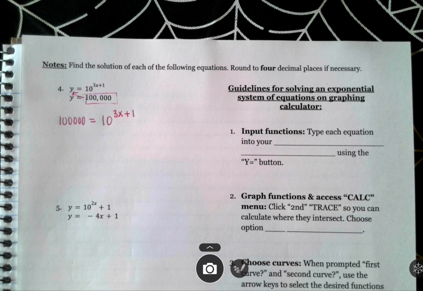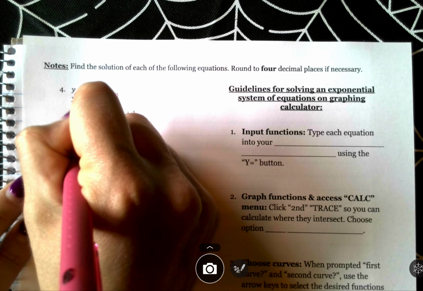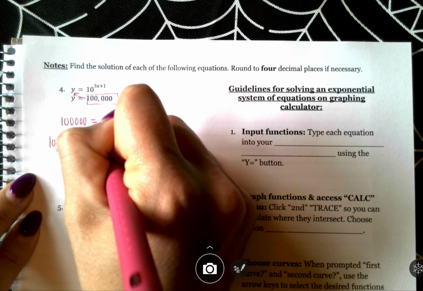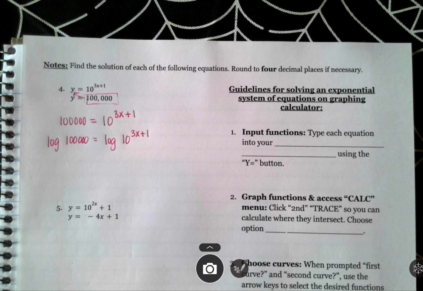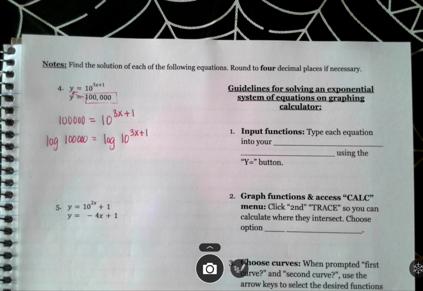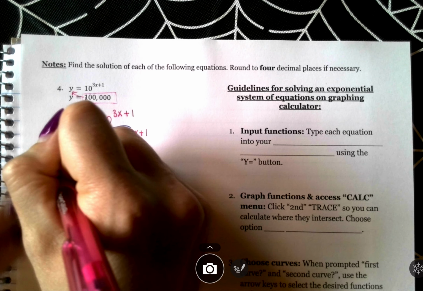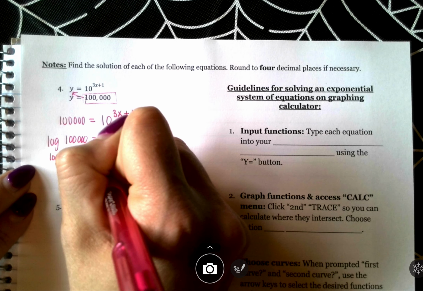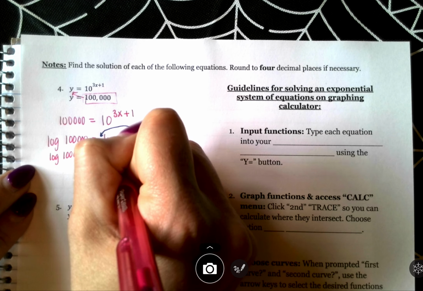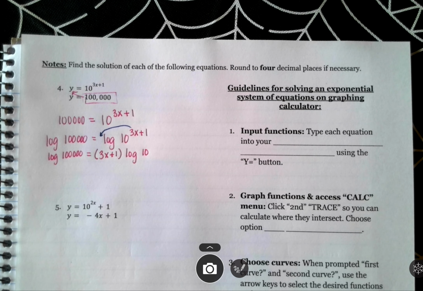I can go ahead and take log of both sides. So I'm going to take log of each side. So I have log of 100,000 and then log of 10 to the power of 3x plus 1. I can bring down my exponent in front of my log. So I have log of 100,000 equals 3x plus 1 times log of 10.